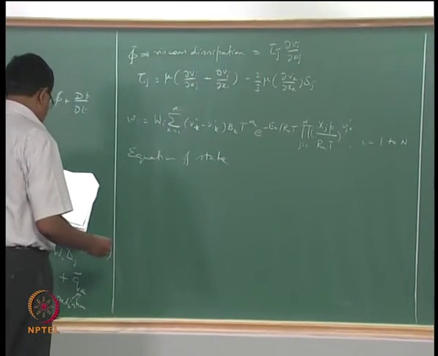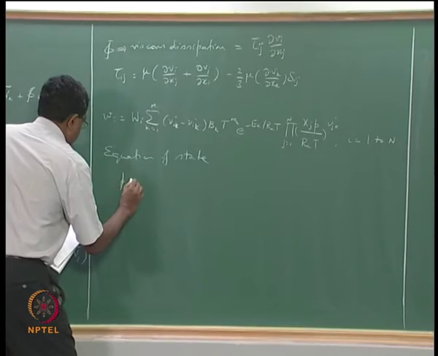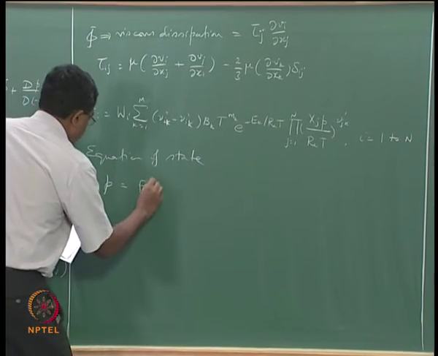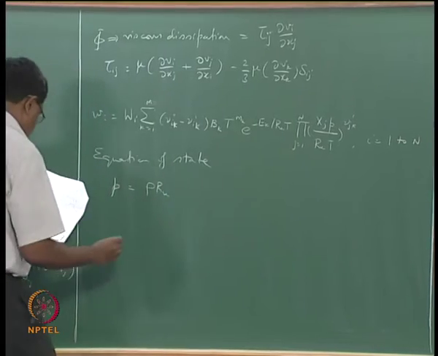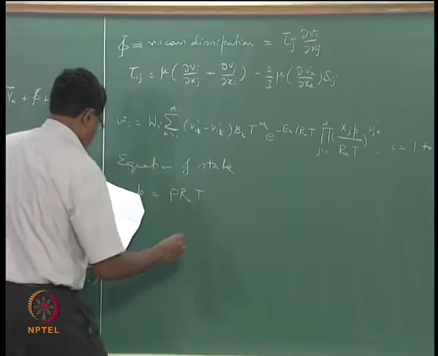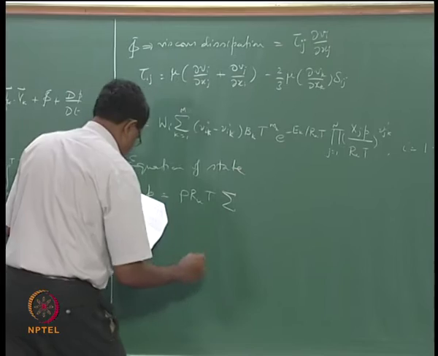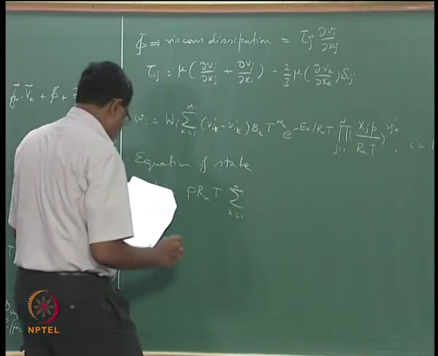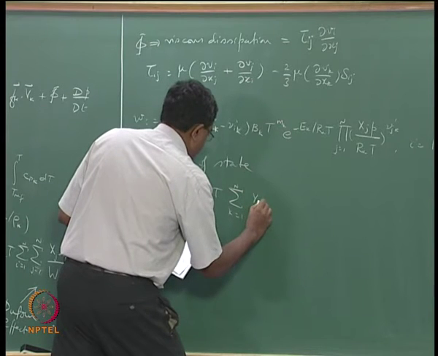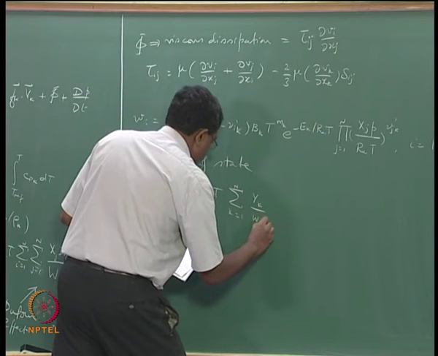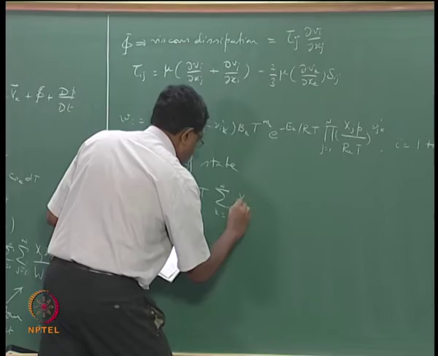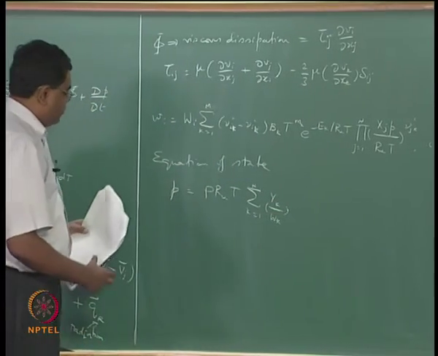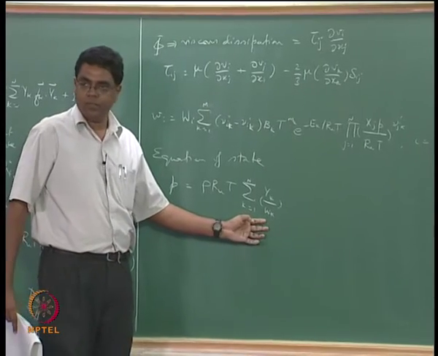Equation of state, which is P equal to rho R_u T times sigma k equals 1 to n, Yk divided by Wk. This is pretty much the way the mixture molecular weight is defined.